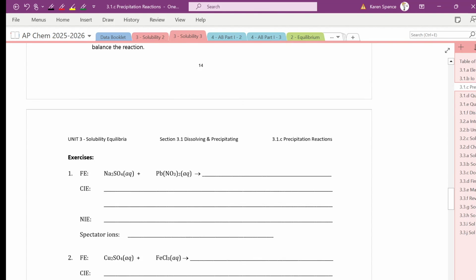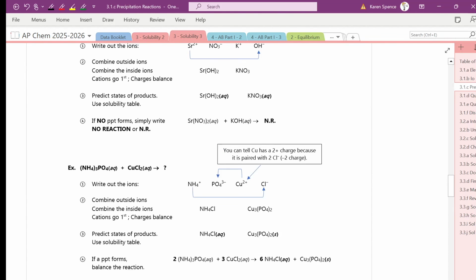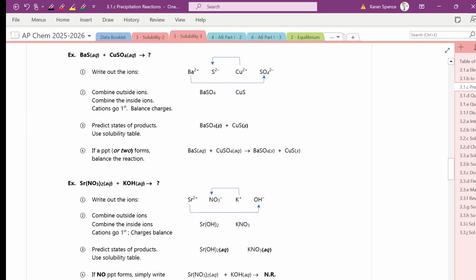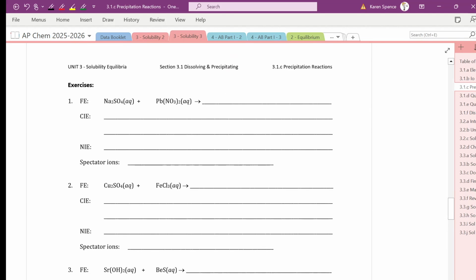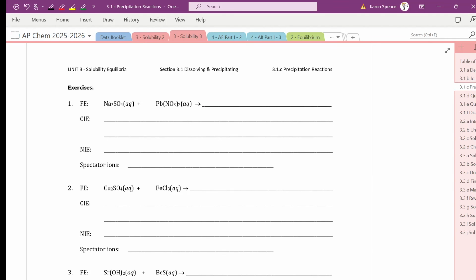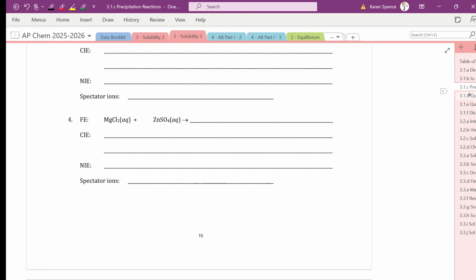We're not going to look at that. If you want more examples on how to figure out the products, you can take a look at these. If you're not feeling so comfortable, you could practice some of these. The answer key is there.